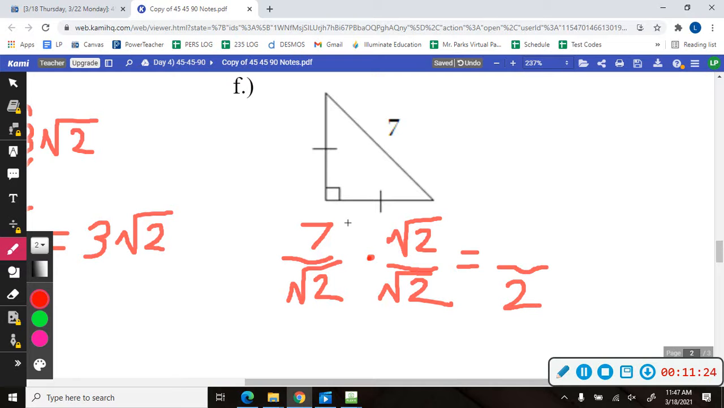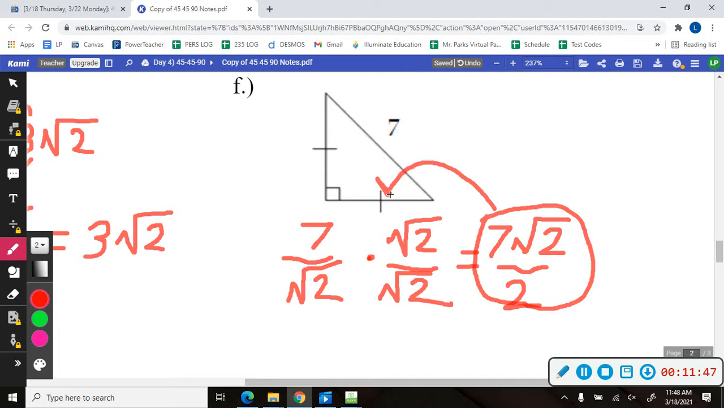And then up here, I have 7 times square root of 2. I'll just write those side by side. And then you try to reduce 7 over 2. 7 over 2 does not reduce, so this is the answer. So I'm going to take this, and that is the legs. And I'm done. And make sure you get 7 square root of 2 divided by 2.